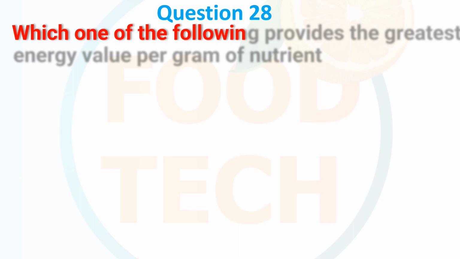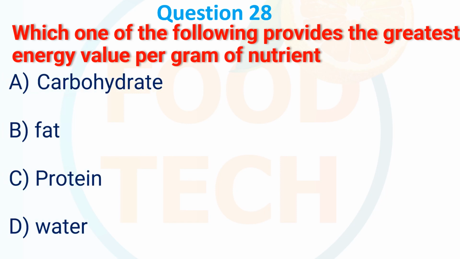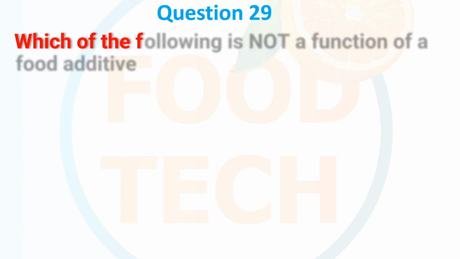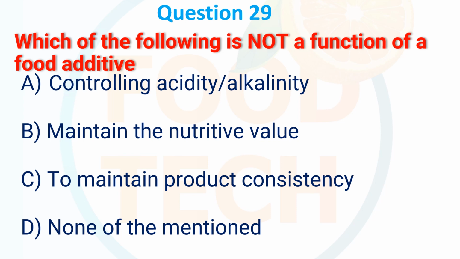Which one of the following provides the greatest energy value per gram of nutrient? A. Carbohydrate, B. Fat, C. Protein, D. Water. The answer is B. Fat. Which of the following is not function of food additive? A. Controlling acidity, alkalinity, B. Maintain the nutritive value, C. To maintain product consistency, D. None of the mentioned. The answer is C. To maintain the product consistency.